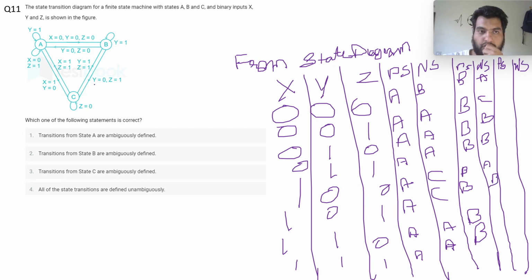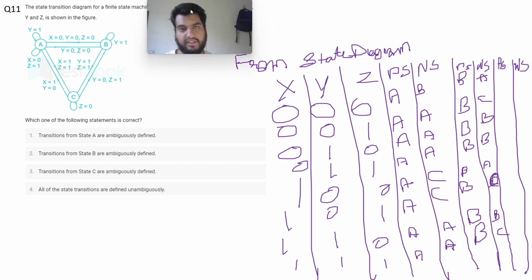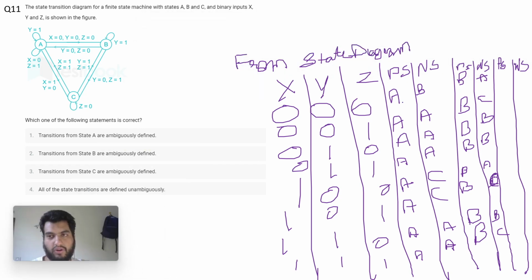Then X equals 1, Y equals 0 and Z equals 1, I'll just go to C. X equals 1, Y equals 1, Z equals 0, I'll just remain at B. This should be C. X equals 1, Y equals 0, Z equals 1. This should be C. This is C. So all transitions of state B are also well defined.